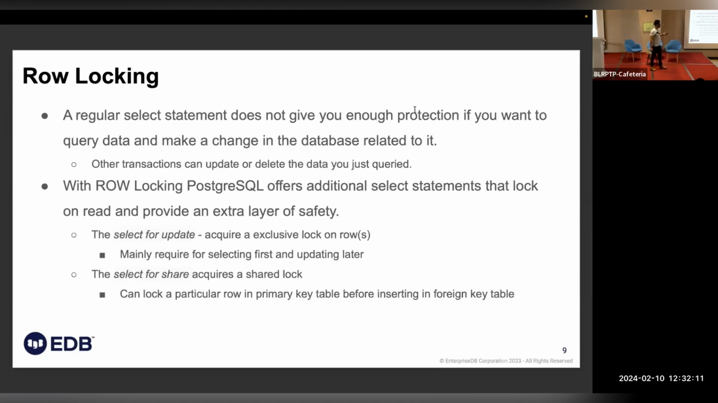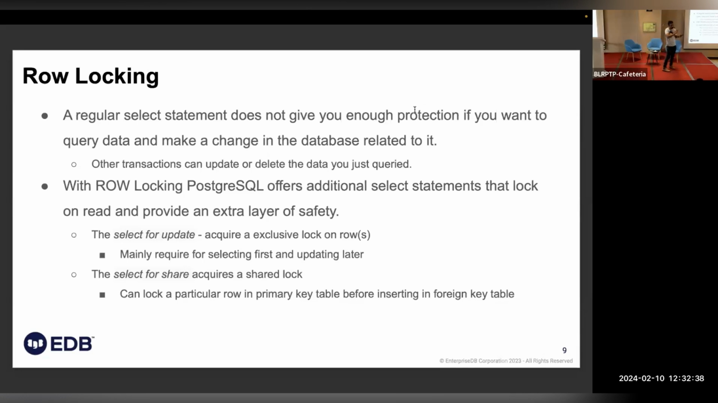Suppose you verify something in a primary key table and you want to insert into a foreign key table. It should not happen that while inserting into the foreign key table, somebody deleted the row from the primary key table. Then that transaction will fail. You don't want that. So while reading the primary key table, you take a select for share lock. So nobody can remove or update that key, and then you can insert into the foreign key table.